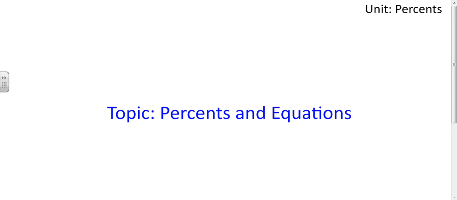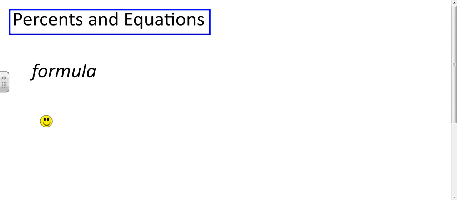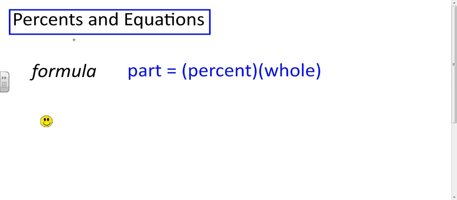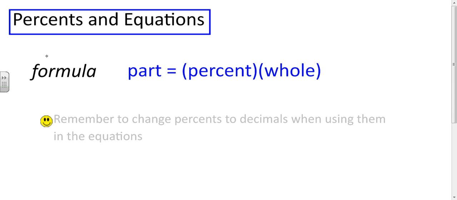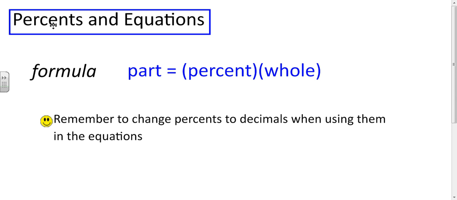In this video, we'll see how to use equations to solve problems dealing with percent. So first thing we want to know, there's a helpful formula we can use to help us set up our equation. And that formula is part is equal to the percent times the whole. And remember, we want to change our percents to decimals when using them in the equations.